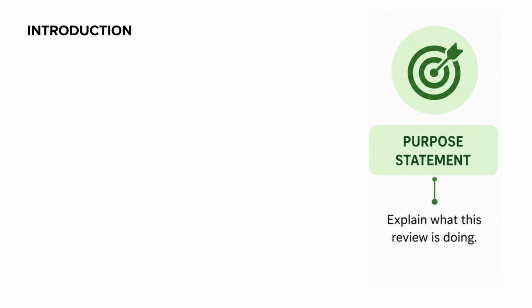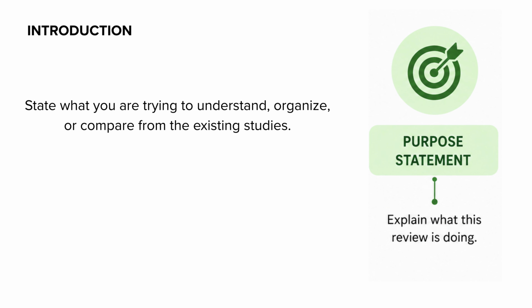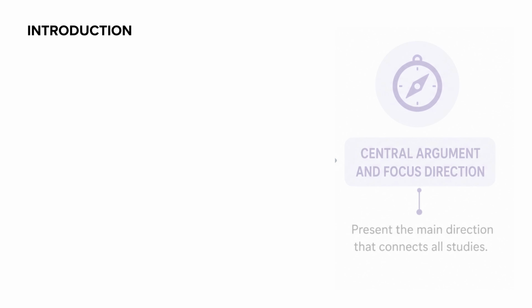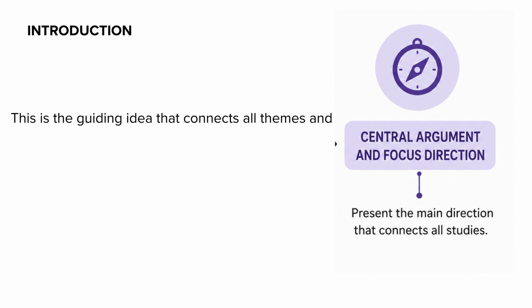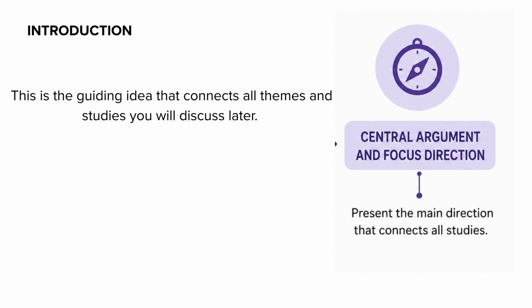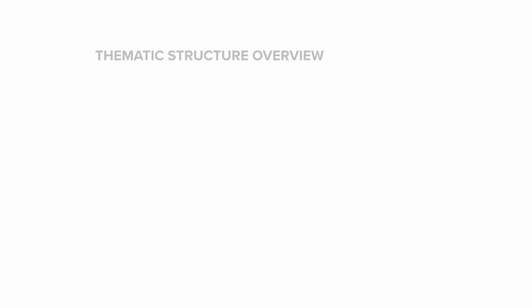Purpose statement. Explain what this literature review is doing. State what you are trying to understand, organize, or compare from the existing studies. Central argument and focus direction. Present the main direction of your review. This is the guiding idea that connects all themes and studies you will discuss later.